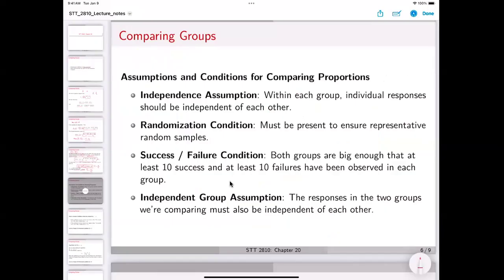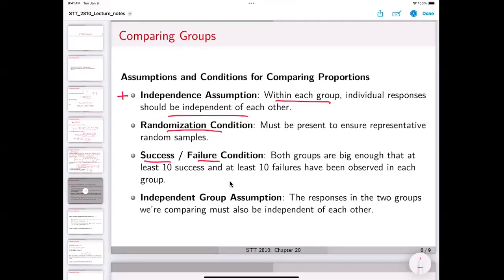So similar assumptions like the one proportion we learned earlier on. The only difference is that here we also need the independent group assumption. So we know the first assumption here is that we want it to satisfy the independence assumption. So the individual responses within each group should be independent of each other. That is what the independence assumption stands for. And just like we know the randomization conditions, the sample should be simple random sampling. The samples should be representative, random.